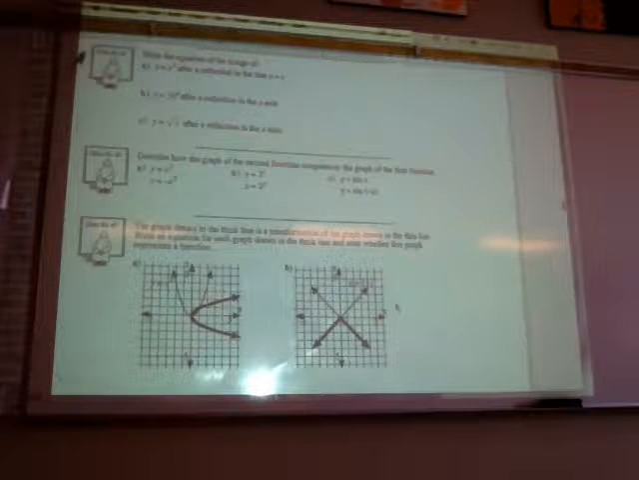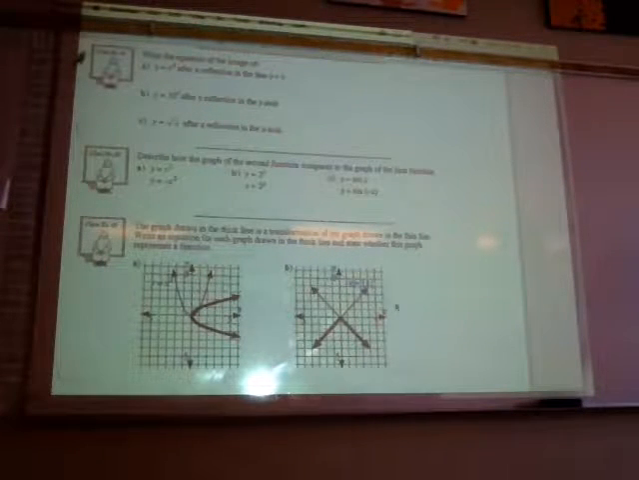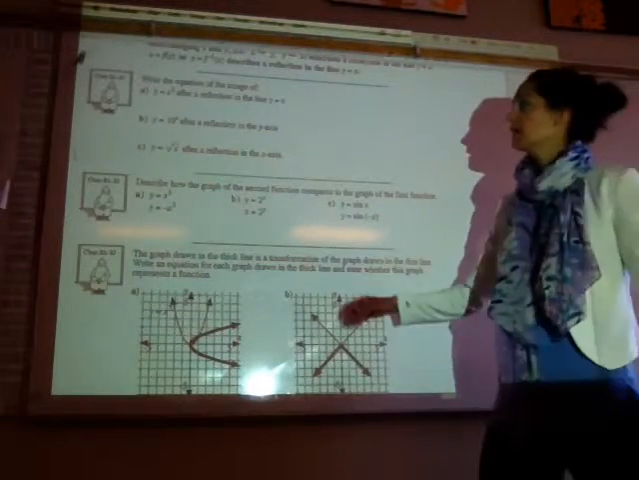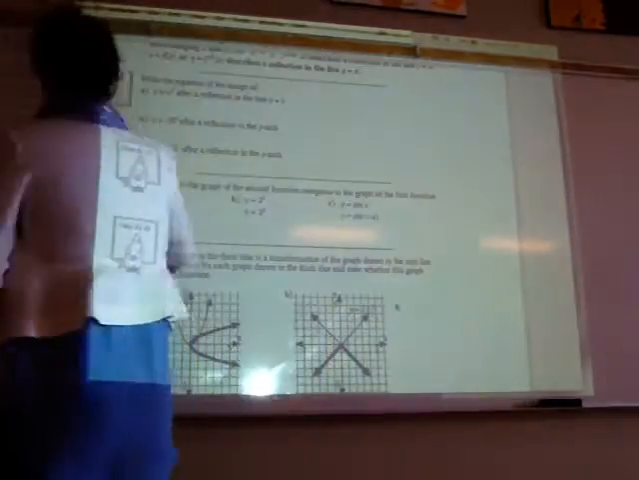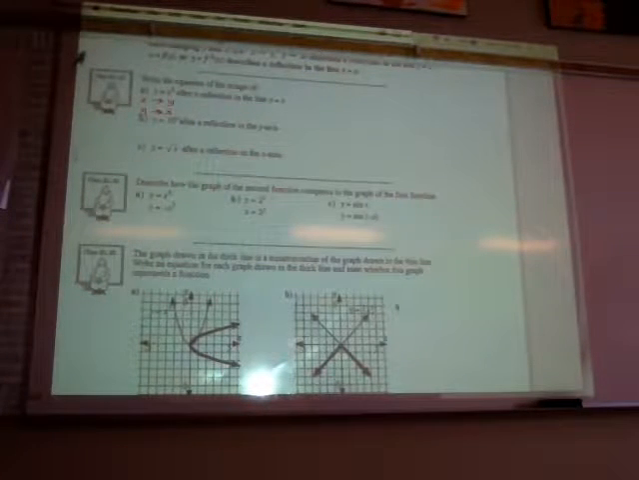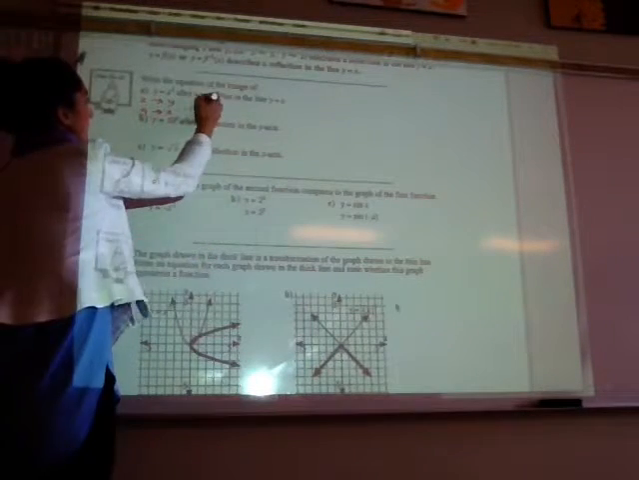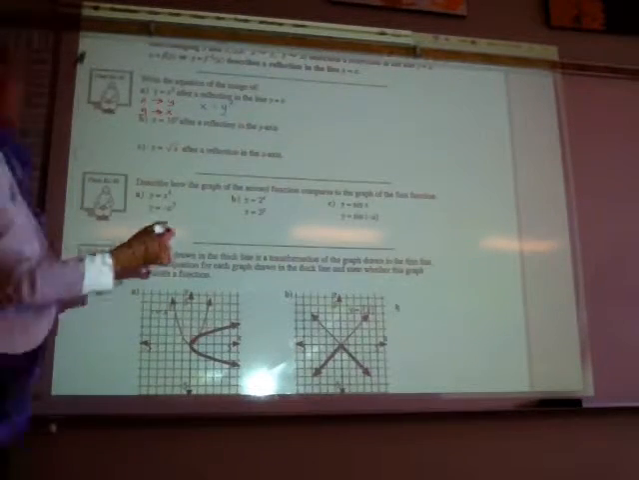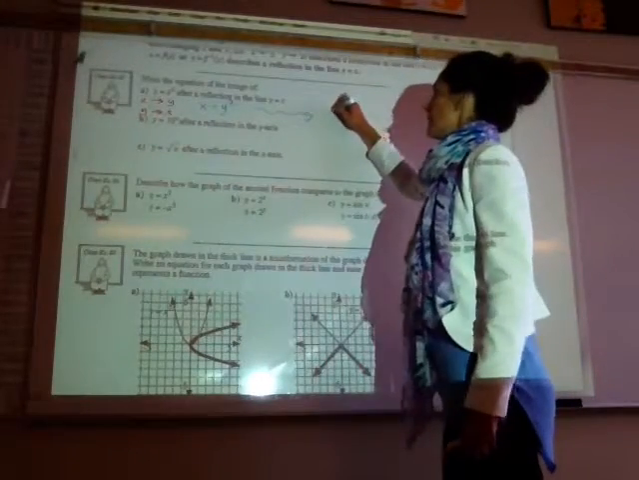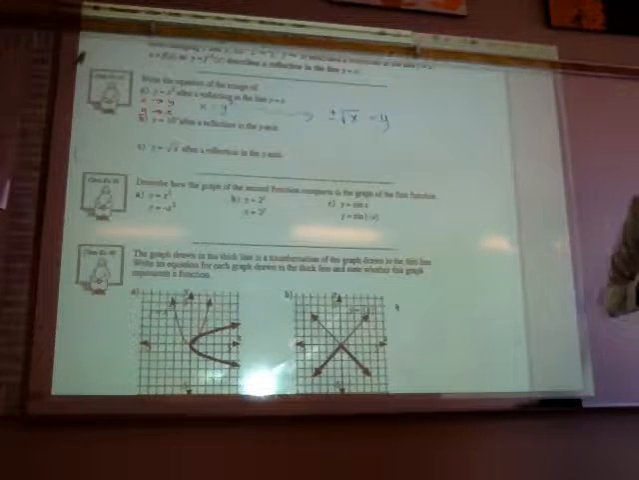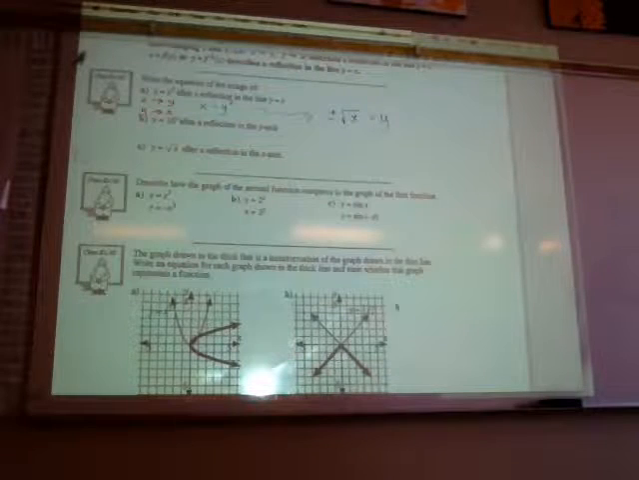So just going down to example number 1, we're asked to write the equation of the image after reflection in specific lines. So if we started with y equals x squared, and we're reflecting in the line y equals x, that means that x is going to be replaced with y, and y is replaced with x. Okay, if we do that, then we get x equals y squared. And we should rewrite that so it's a y equals equation. And we get y equals positive or negative square root of x. Don't forget to take the positive and negative square root.